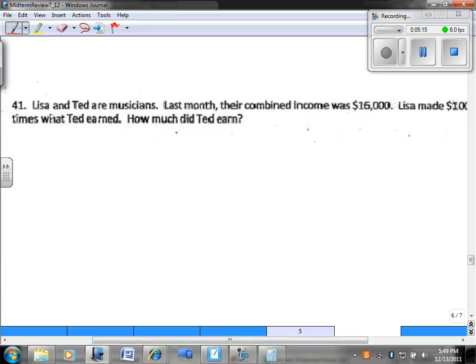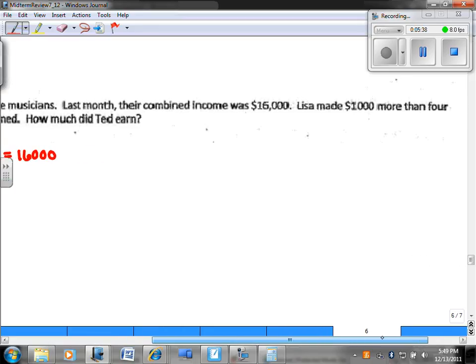Okay, so let's make a few notes. We have Lisa and Ted are musicians. It's irrelevant to the question. We don't need to write anything down there. Last month, their combined income was $16,000. So total income is equal to $16,000.